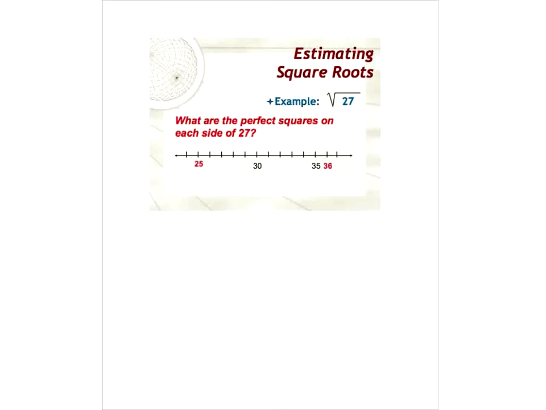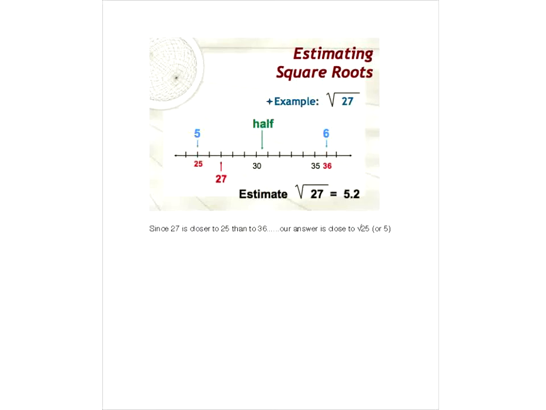Okay, let's look at an example then. If we're looking at the square root of 27, first we need to find the adjacent perfect squares. That basically means find the perfect square above and below this number. So we know that 25 is the first perfect square below 27, and 36 is the first perfect square above it. Then we look at what those numbers are as far as the square roots. The square root of 25 is 5, and the square root of 36 is 6.